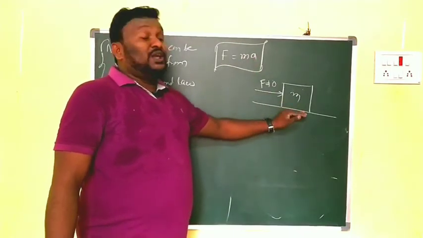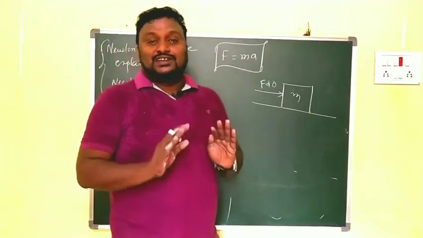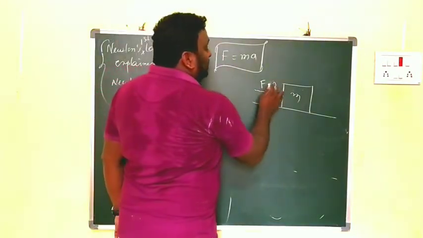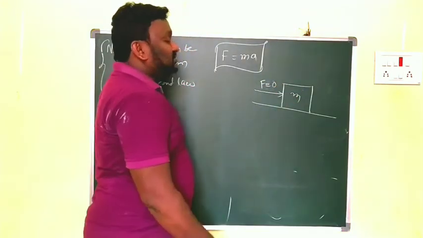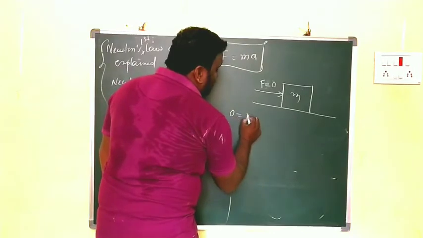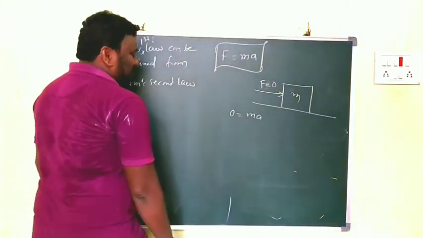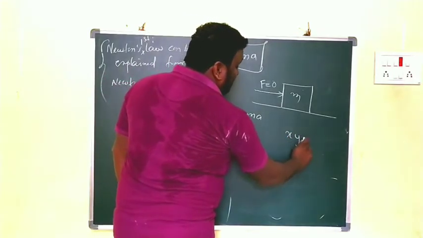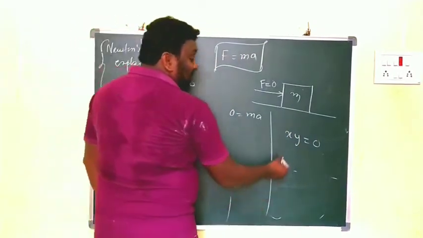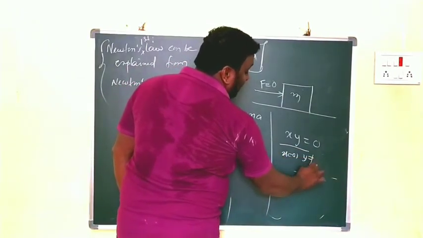Here we are taking a body of mass m. On that, if we are not applying any force, that means F is equal to 0. Then I am writing now 0 is equal to ma. We know, for example, that xy is equal to 0. That means to satisfy that condition, maybe x is equal to 0 and y is not equal to 0.